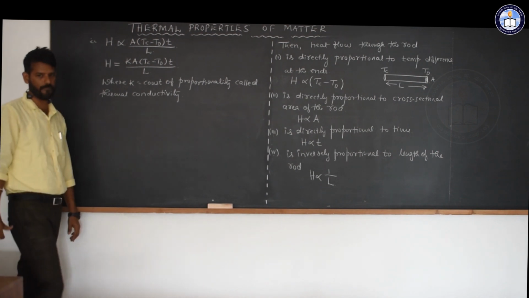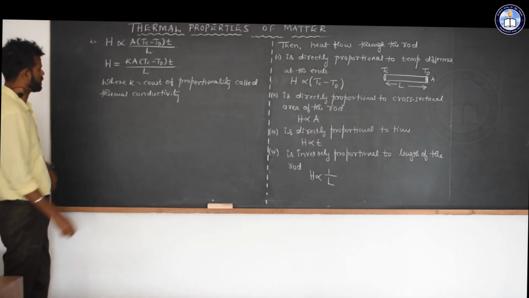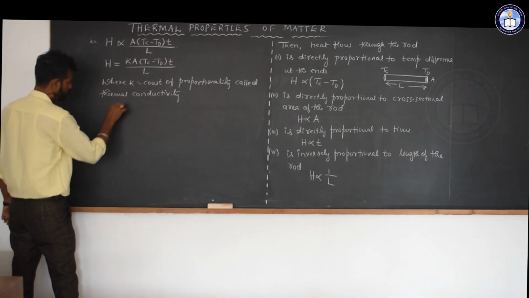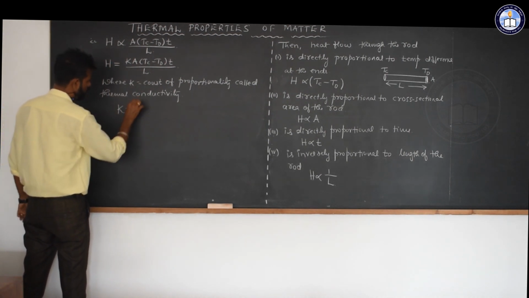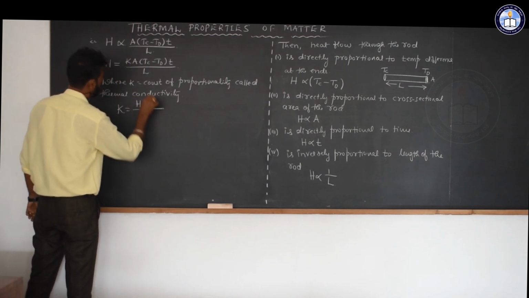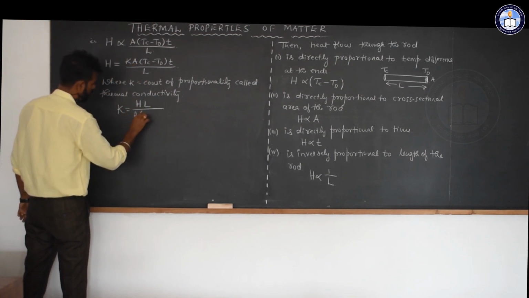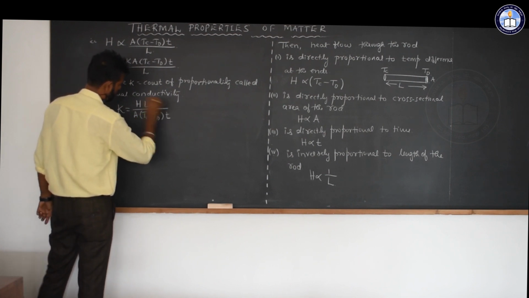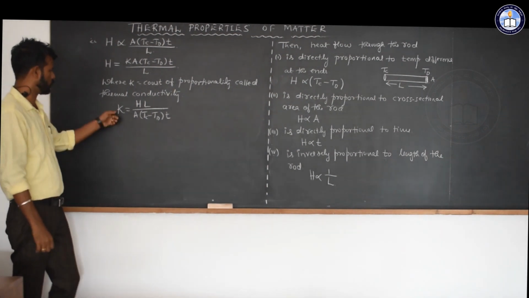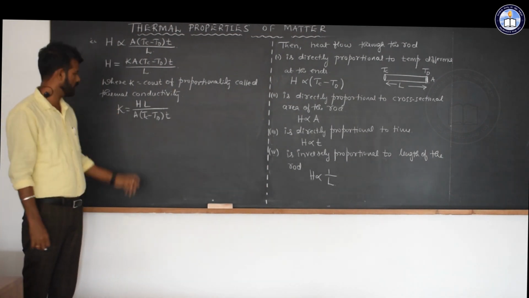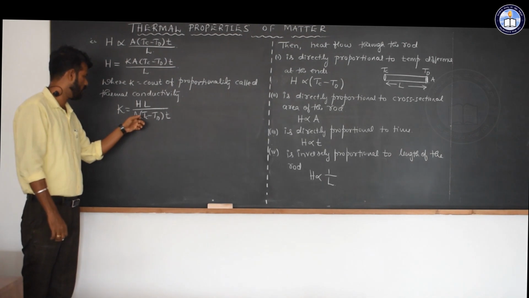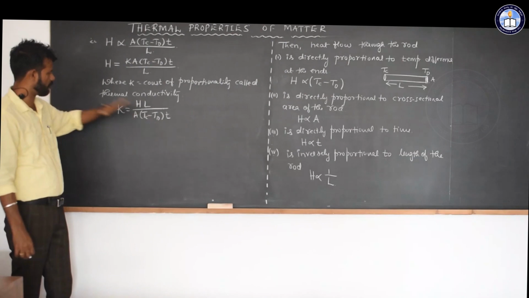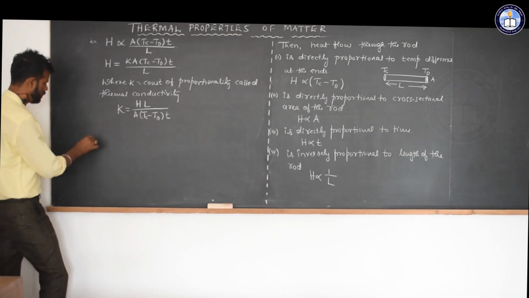This is called thermal conductivity. So you can rewrite this K using this equation. K is equal to H into L divided by A into (Tc minus Td) into t. This is the basic formula to calculate the thermal conductivity: K = HL / (A (Tc − Td) t). By using this you can find the SI unit.